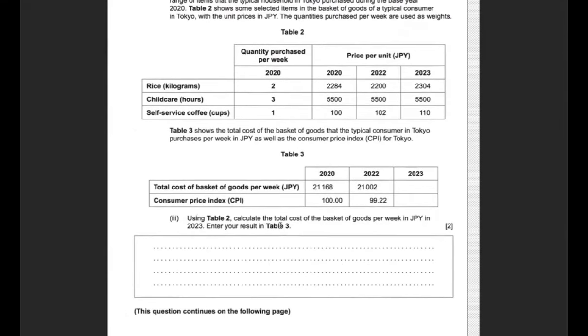Next, using table 2, calculate the total cost of the basket of goods per week in Japanese yen in 2023. Enter your result in table 3. For 2023, I summed all of them, so this is the answer.